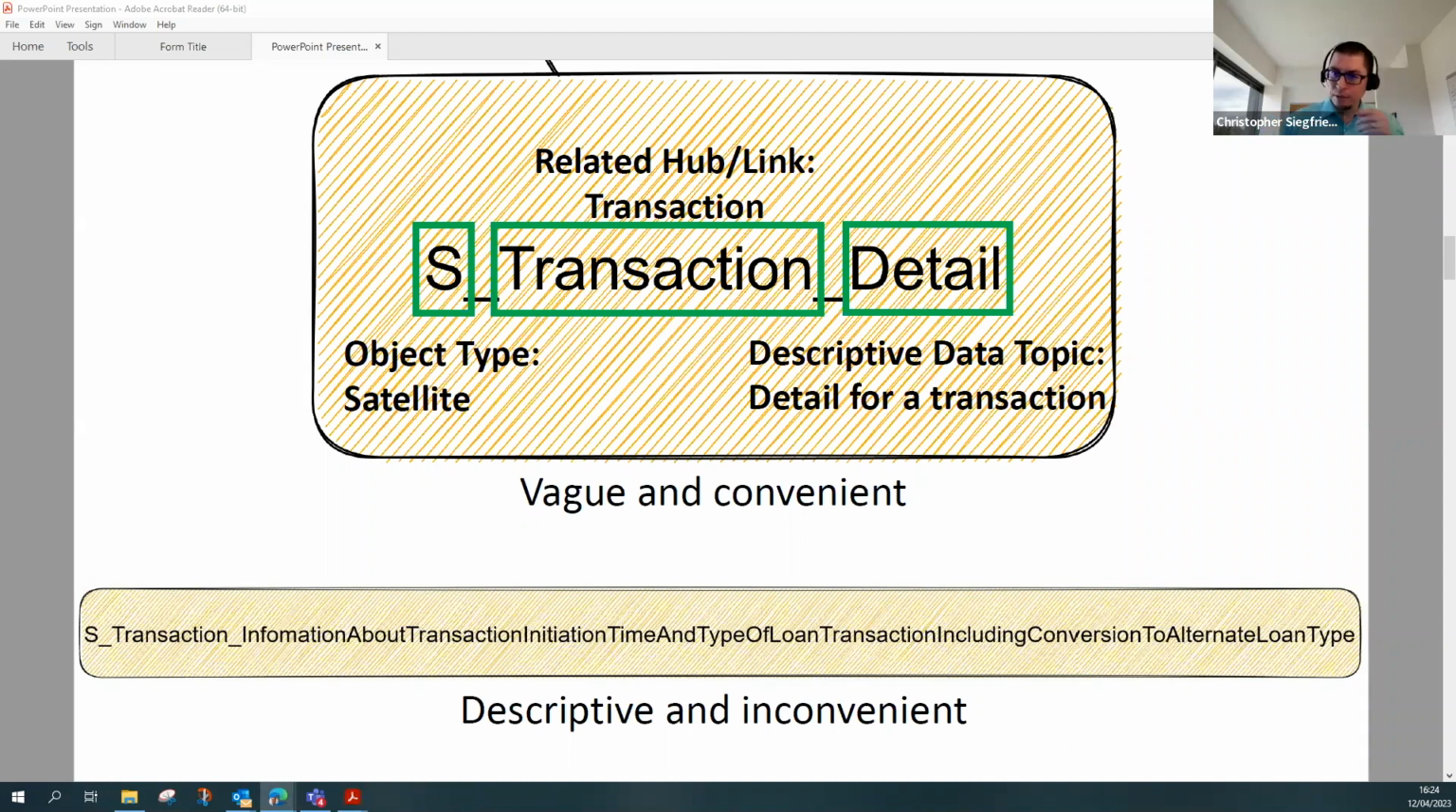And that's a little more vague, but it's not like this is an unusual satellite either, right? Sometimes that's what they get named. And it would be more convenient, maybe, or at least more descriptive, if the satellite was called S, transaction, information about transaction initiation time and type of loan transaction, including conversion to alternate loan type. That is much more descriptive. It gives us more to work with, but obviously we don't want objects named like that. So that is not at all convenient. All right. So what we can do instead, next slide, please.